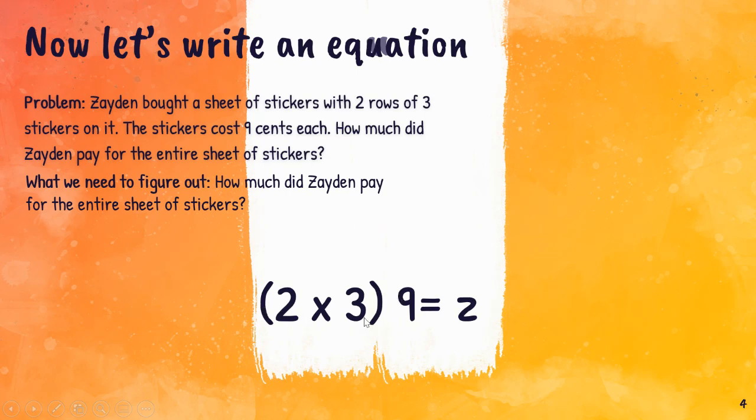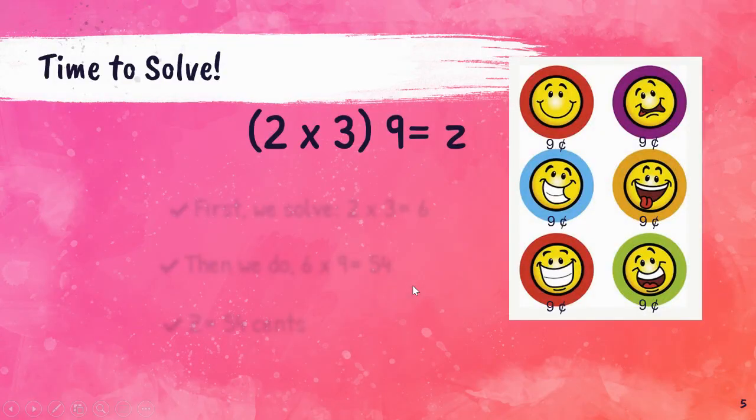So when you don't have a math symbol like multiplication, addition, or subtraction, this also means multiplication. So 2 times 3 times 9. Okay, but when the numbers are in parentheses, that means we have to do these first before we times it times 9. Okay, so time to solve.